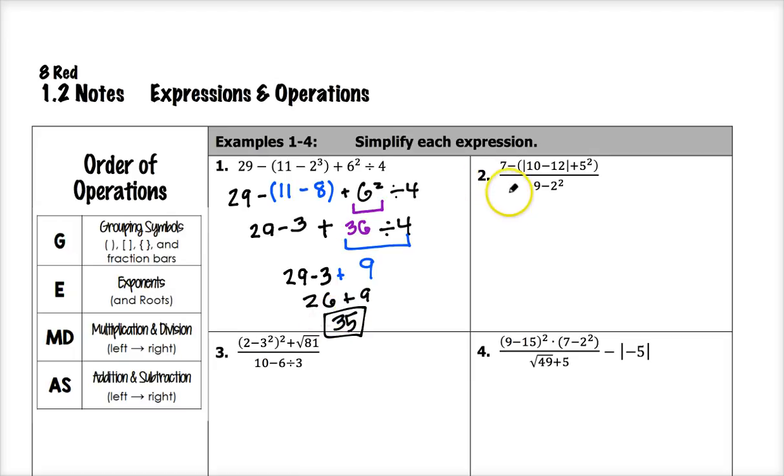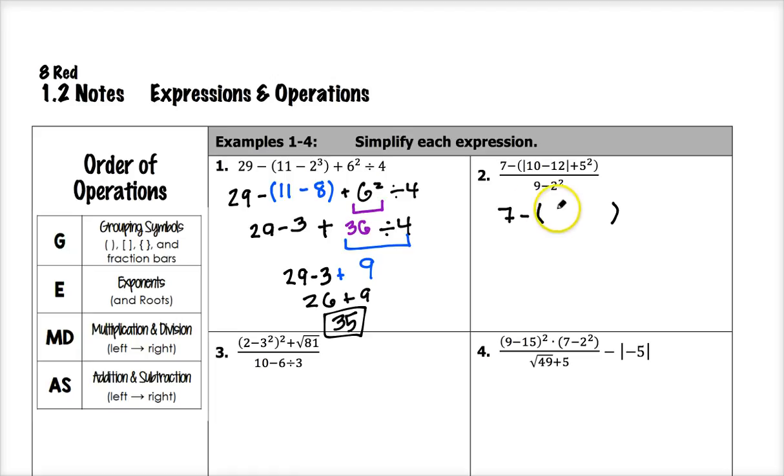Number 2, we have 7 minus the quantity of the absolute value of 10 minus 12, plus 5 squared, all divided by 9 minus 2 squared. Fraction bars are another example of grouping symbols. So when you see a big fraction bar like this, you do the numerator all by itself first, and then the denominator all by itself. So in the numerator, we have 7 that we'll leave alone for now, minus, and then we have some grouping symbols here. We can do our absolute value first.